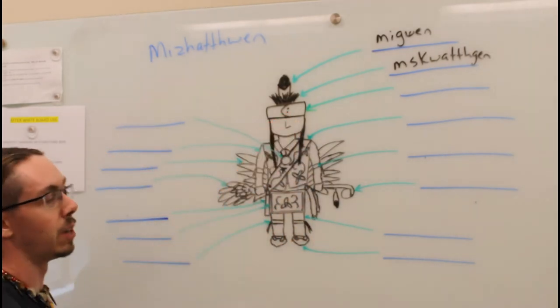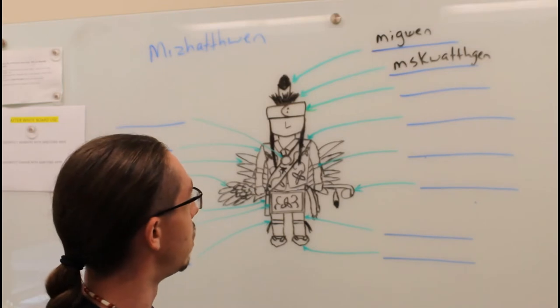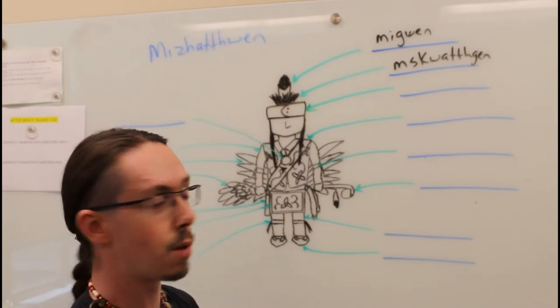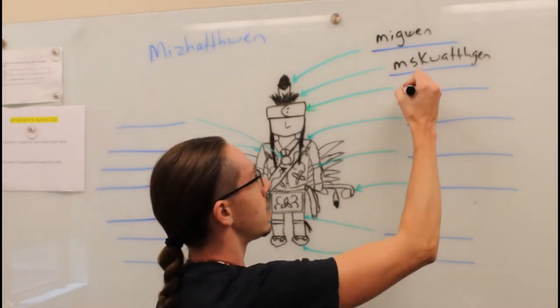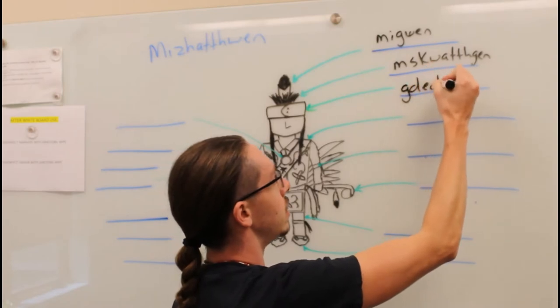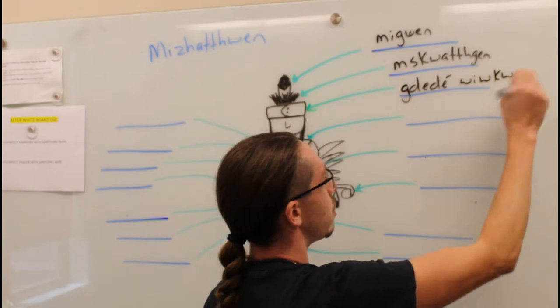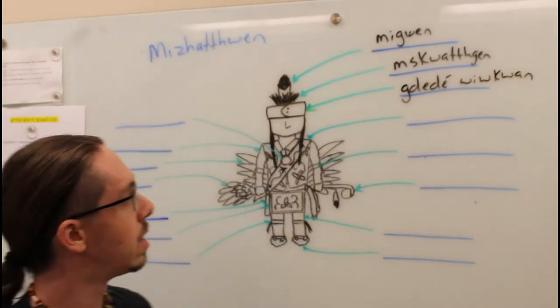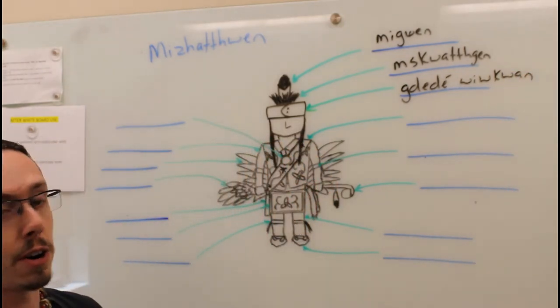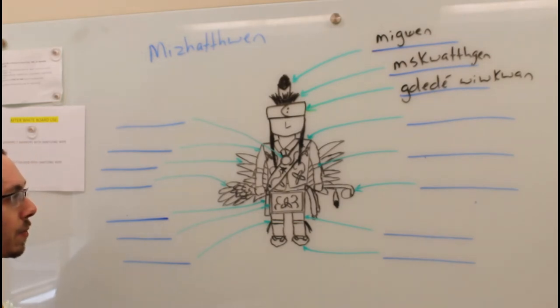Here we have an otter cap, otter turban. We call that kididda wiyokwan. Wiyokwan is a hat. Kididda is your term for otter. Kididda wiyokwan.